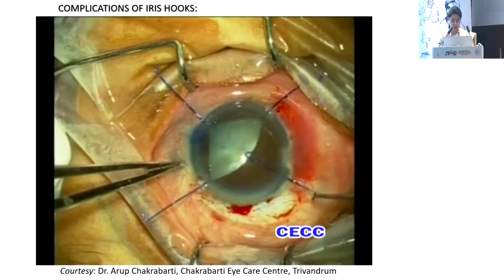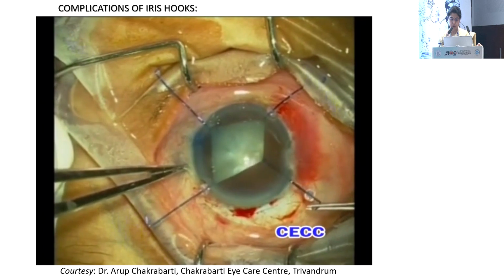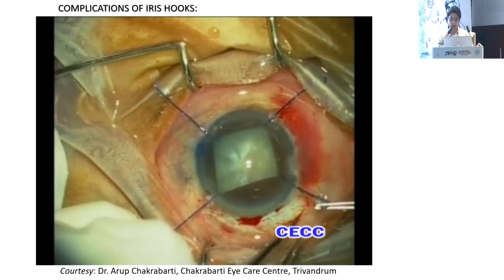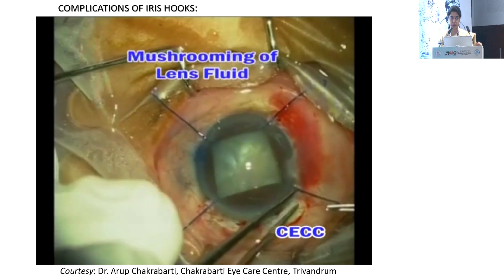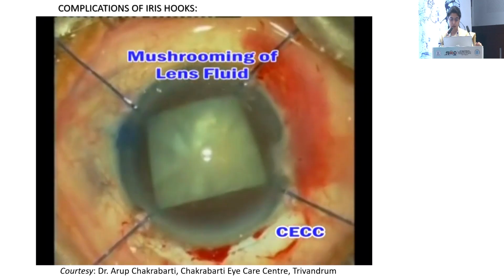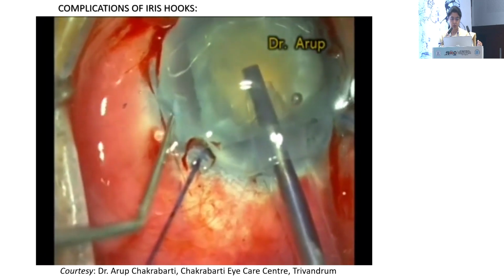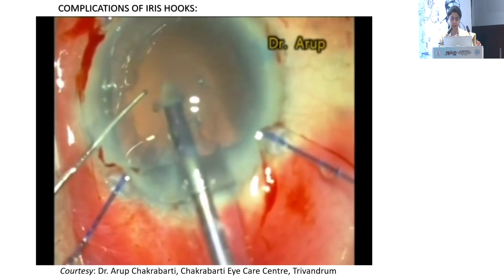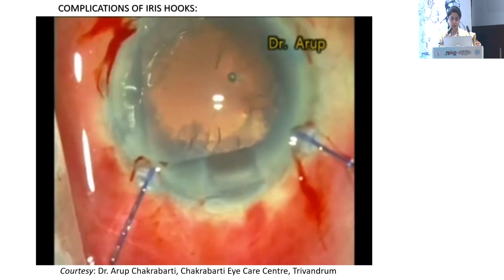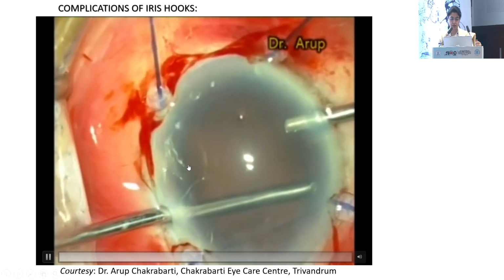I'll show some complications of iris hooks. This is a video by Dr. Arup's hospital. Here the iris hook has punctured the anterior capsule and there is mushrooming of fluid in this cataract. So the iris hooks are tightened too much. Now again here the iris is tented and the chopper has damaged the iris and there is bleeding. Yes, now you see the bleeding there.